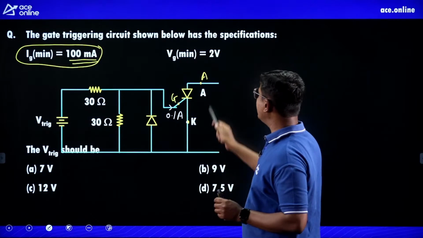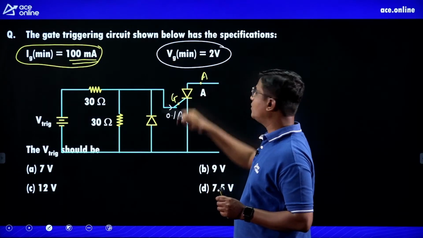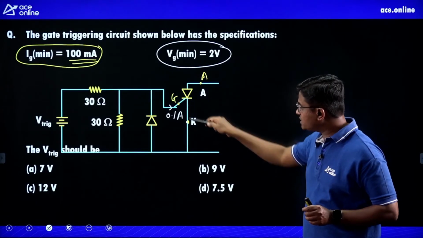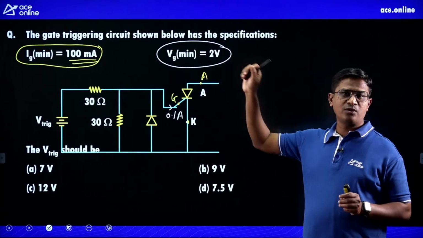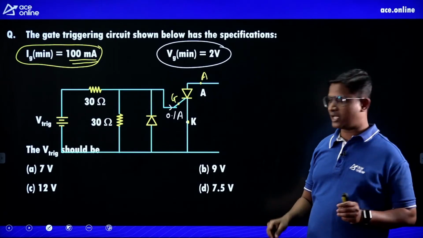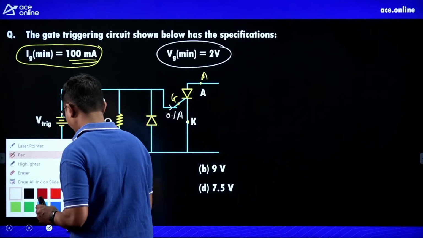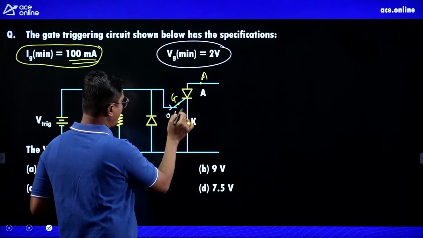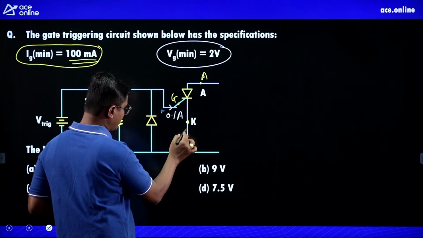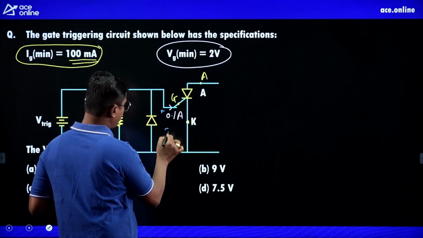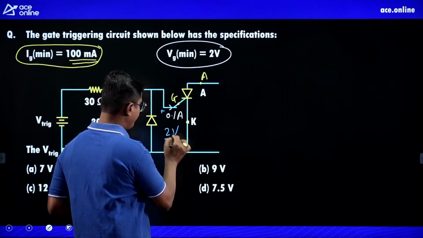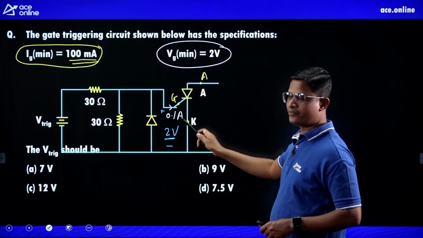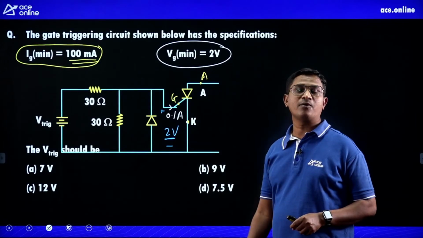Next, VG min. VG min means the minimum voltage required between the gate and cathode terminals of the SR is 2 volt. Then and only then your SR will turn on. So here they have given 0.1 ampere, and between the gate and cathode terminals the voltage is 2 volt. Now the potential difference between these 2 points is 2 volt, and here the current is 0.1 ampere.